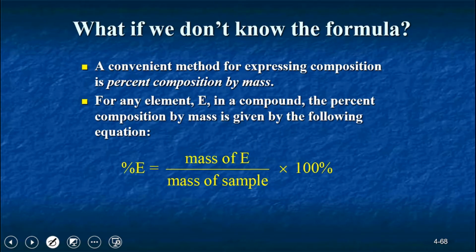A convenient method for expressing composition is what we call the percent composition by mass, which is sometimes also called the mass percent or the percent mass. There's several ways that people say this. So for any element in a compound, I'm going to use the abbreviation E here as a generic symbol. The percent composition by mass, or the percent mass, is given by this equation. You divide the mass of element by the mass of that sample times 100%.